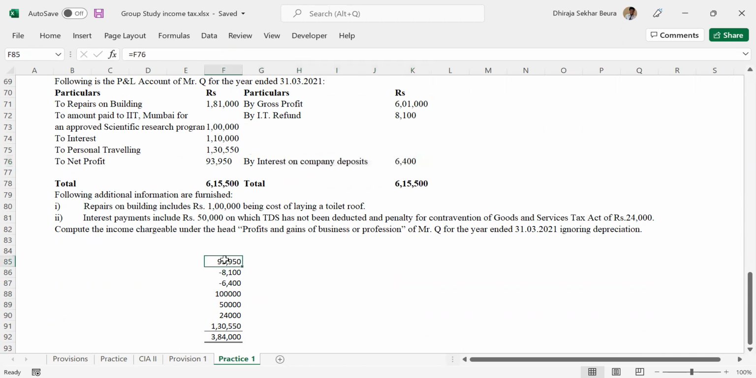So tell me now, 93,950 is your income, right? You took that. And I deducted 8,100. Perfect. Deducted 6,400. Yes. Added 1 lakh. Yes. Added 50,000. Yes. Then 24,000. Yes. Okay, I got it. I put only 1,30,000. That is 1,30,550. Yes. That's what I was also thinking.